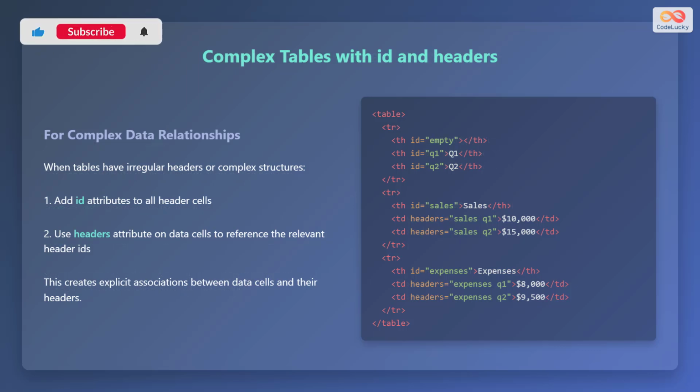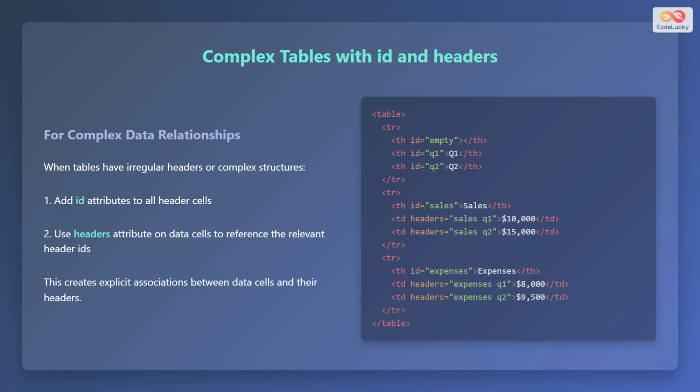For complex data relationships, especially when tables have irregular headers or complex structures, it's important to take a different approach. First, add an ID attribute to all header cells. Second, use the headers attribute on data cells to reference the relevant header IDs. This creates explicit associations between data cells and their headers, improving accessibility.